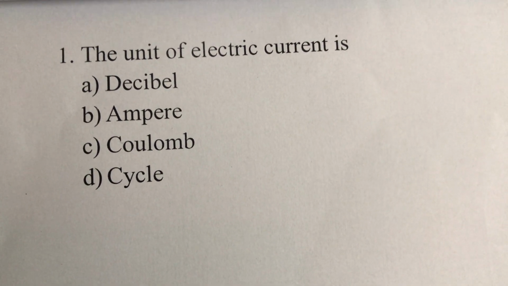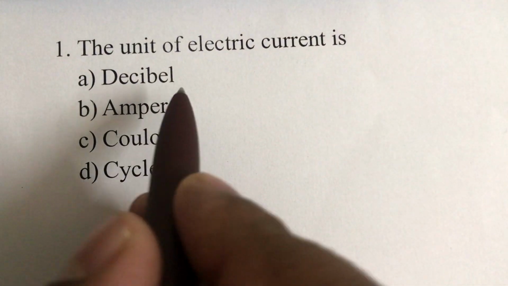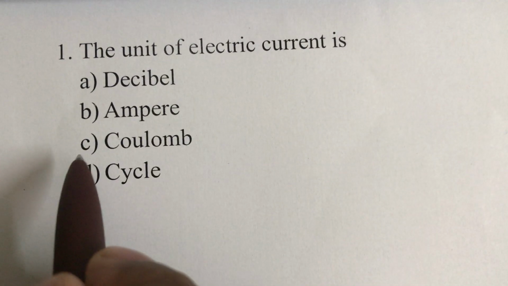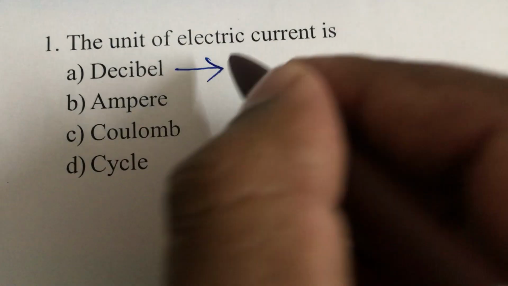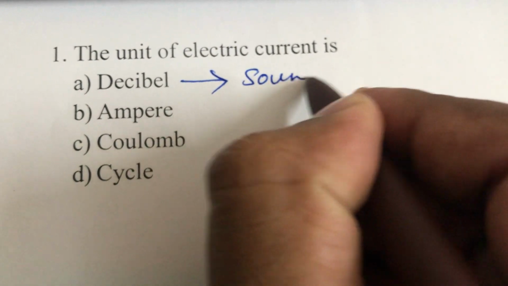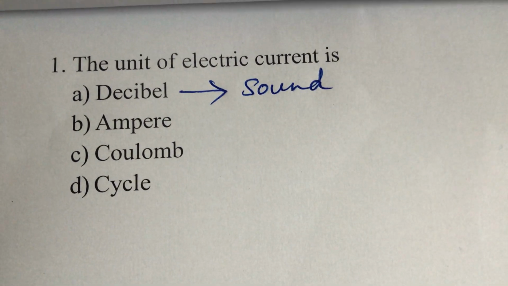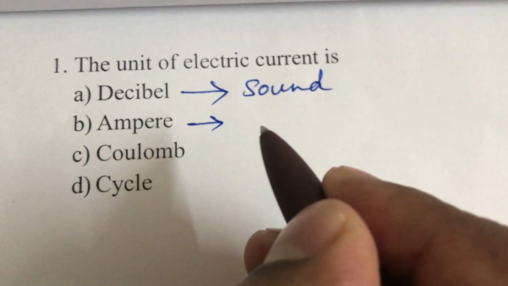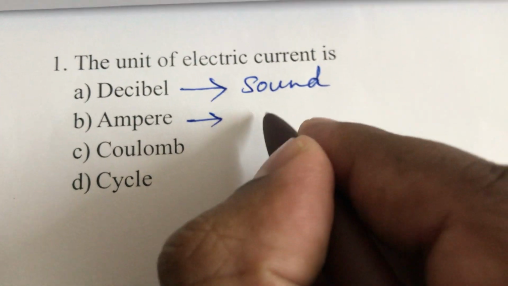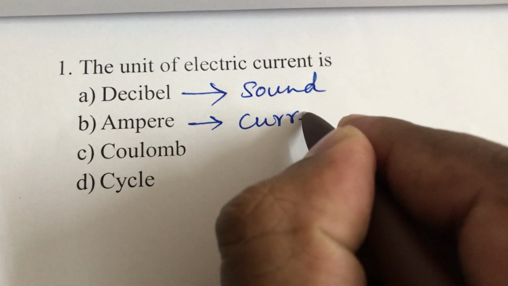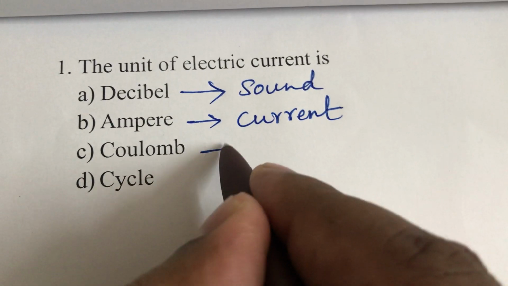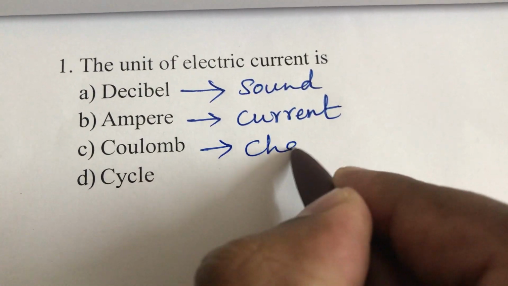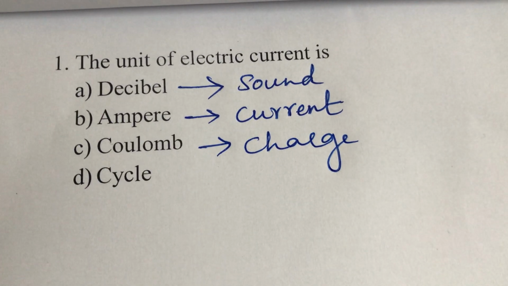The first one is: the unit of electric current is option A decibel, option B ampere, option C coulomb, option D cycle. Okay, the first option, the decibel, is basically used to measure sound. The SI unit of sound is decibel. Option B is ampere, which is basically used to measure current. Option C is coulomb, which is basically used to measure charge. The SI unit of charge is coulomb.